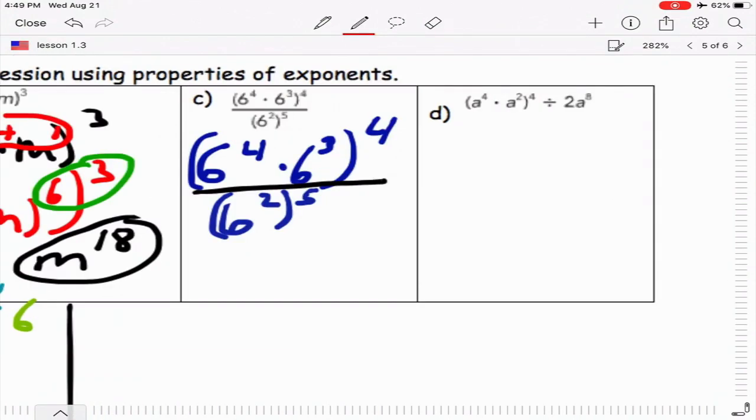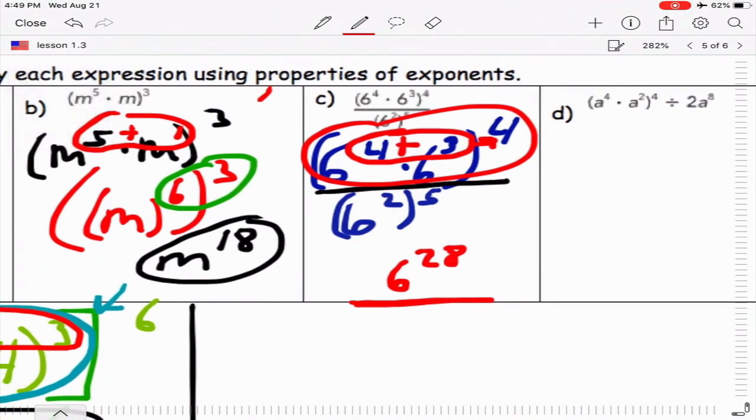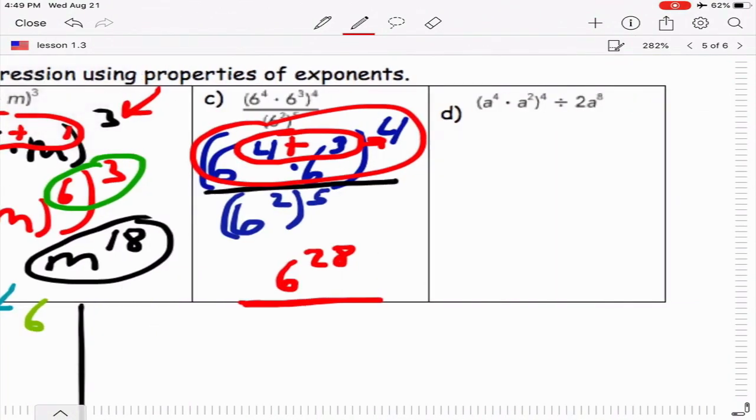All right, letter C, it's kind of like the last lesson that we did. Let's just focus on the top first. Don't worry about the bottom right now. So you're doing what's inside the parentheses first. And because you're multiplying the same bases, technically we add the exponents, and that's going to be 7. 4 plus 3 is 7. Then you're going to multiply it to the 4 to get 28. So it'd be 6 to the 28th power. I literally did the same work that I did here. So on the top is 6 to the 28th power, you're done.